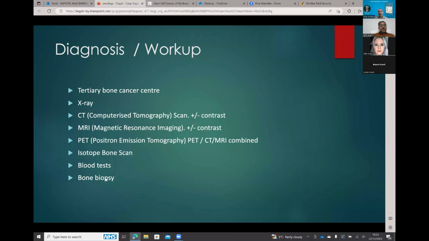Bone biopsy is a diagnostic tool which confirms the histology of the tumor. But the main thing to understand is that bone biopsy should ideally be done in a tertiary referral center where there are facilities to do further management and treatment. And there are certain specific principles involved around bone biopsy, which is another topic of discussion for higher graduates.